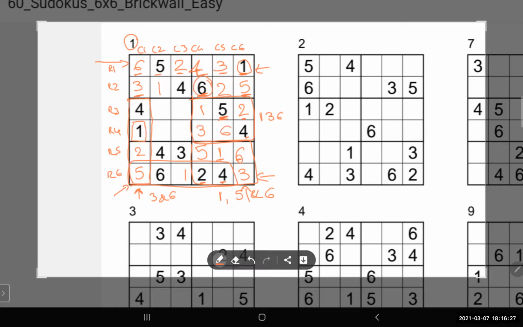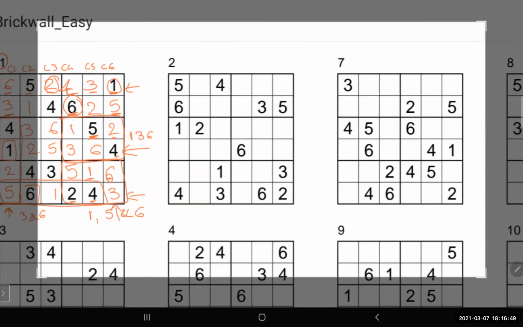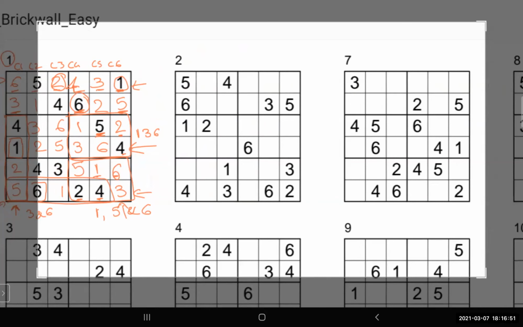Look at this row. What are the missing numbers? 2 and 5, sir. I have a 2 here, so this is 2. This is 5. What are the missing numbers now? 3 and 6, sir. I have a 6 here, so this is 3. This is 6. That's it. Right? Clear? Clear, sir.